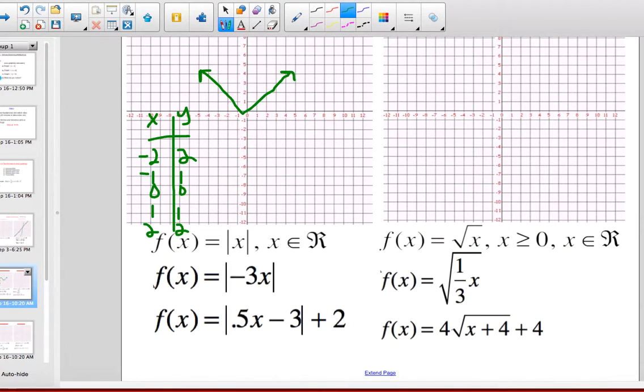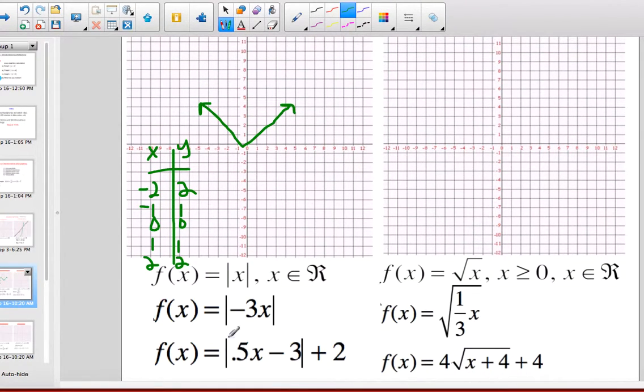-3x, absolute value of -3x. Right, well, first things first, we do horizontal shifts, but there are none. So the next thing we would want to do would be this horizontal compression by 3. Ignore the negative that comes next. So what does that mean?